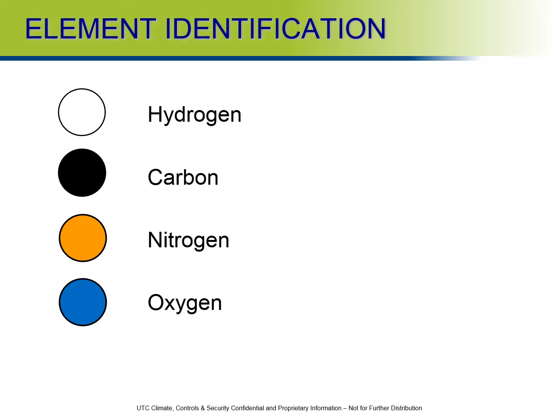So before we jump into the makeup of air and combustion gases, let's use this little guide here to show what each color is going to represent in these upcoming slides. White is going to indicate hydrogen molecules, black will indicate carbon, orange will indicate nitrogen, and blue will indicate oxygen in our upcoming slides.